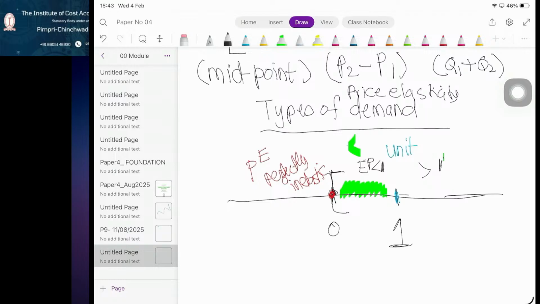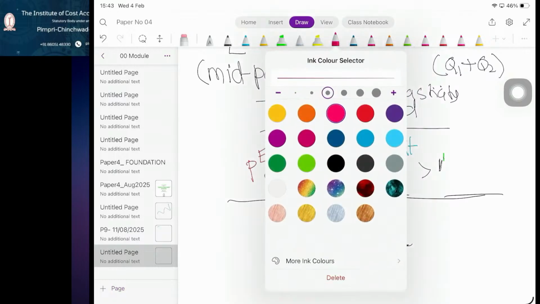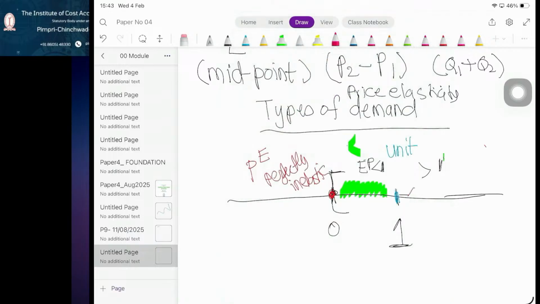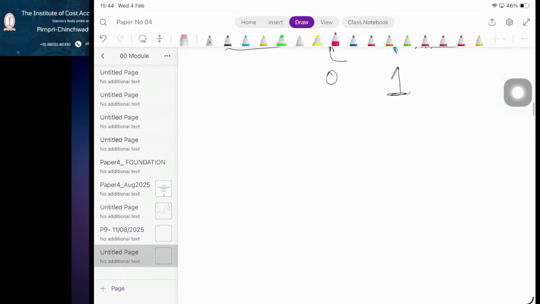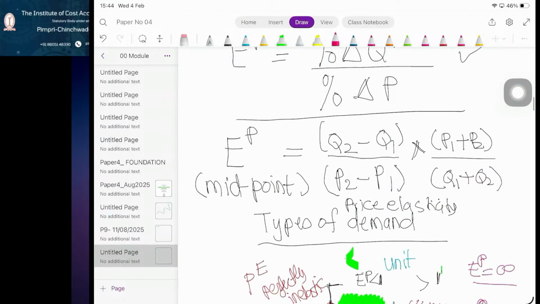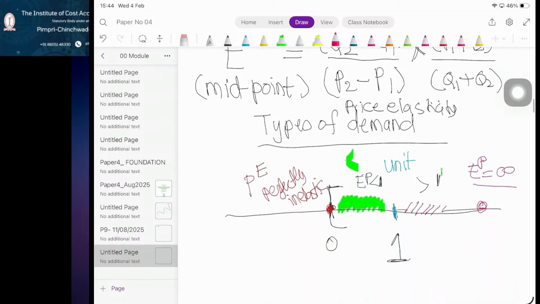So this portion is elastic. This is the elastic portion. And if it is a very large number, something like this, then you will call that perfectly elastic. Have you got this? Okay. Excellent. Okay. All of you, online students, can I proceed? Have you got this?